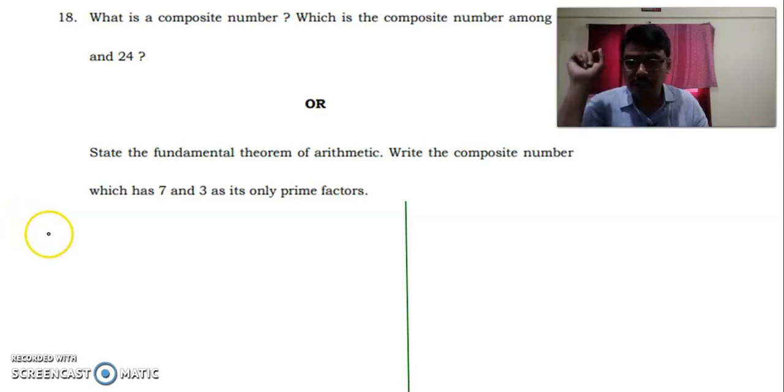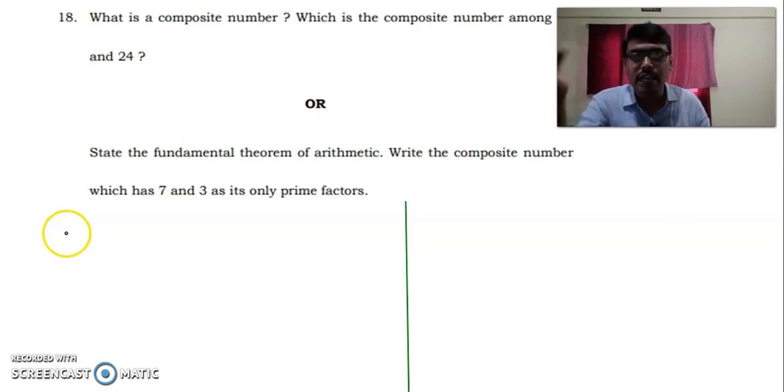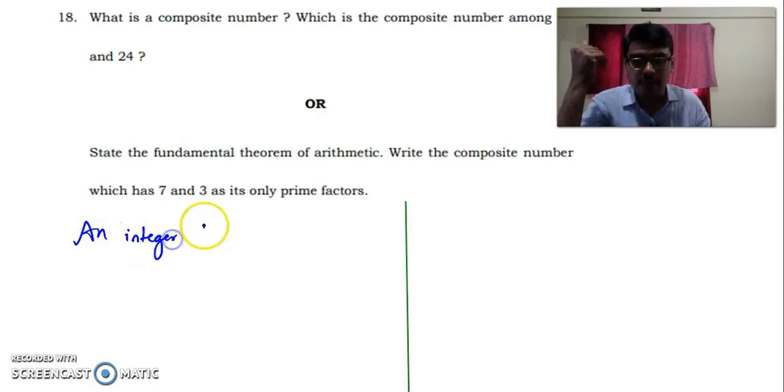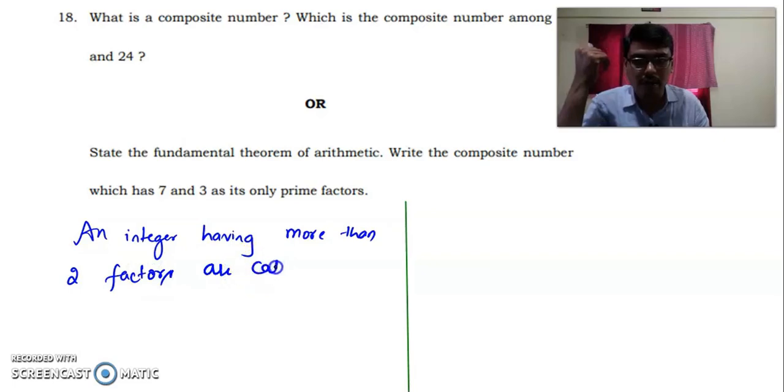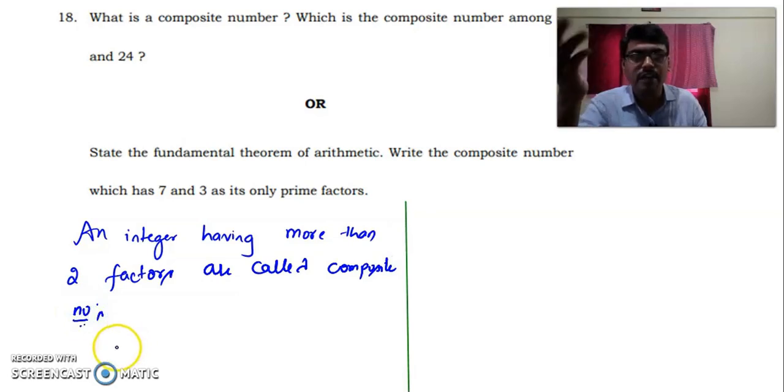See, composite numbers means what? Composite numbers are the numbers having more than 2 factors. The integers having more than 2 factors are called composite numbers. So among them, 23 and 24.